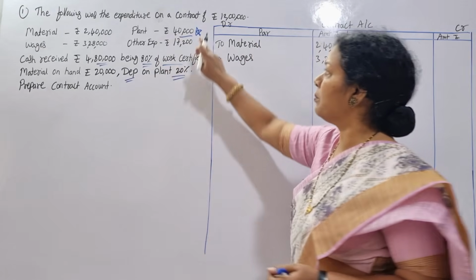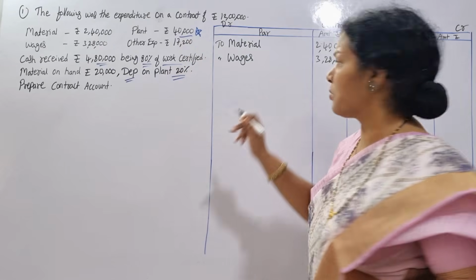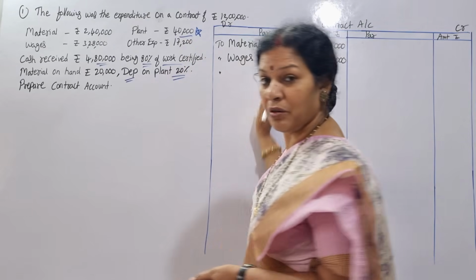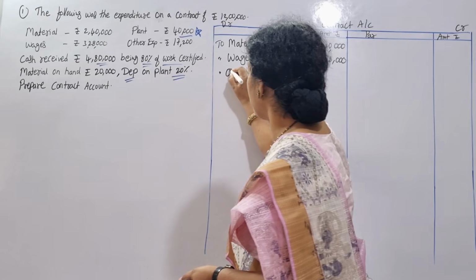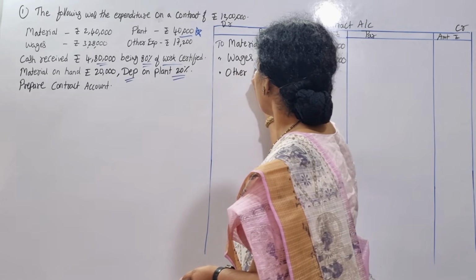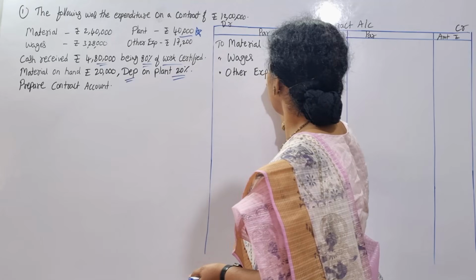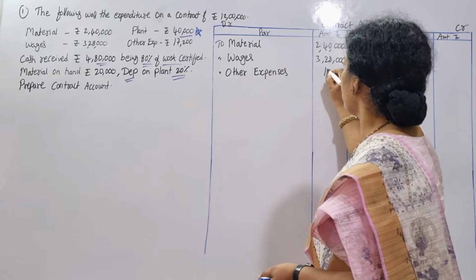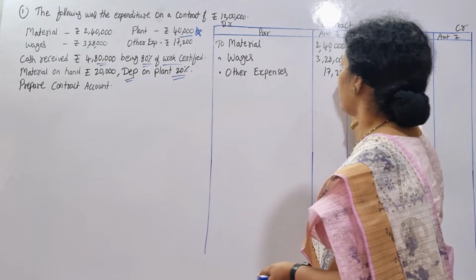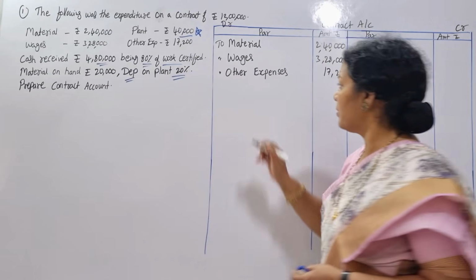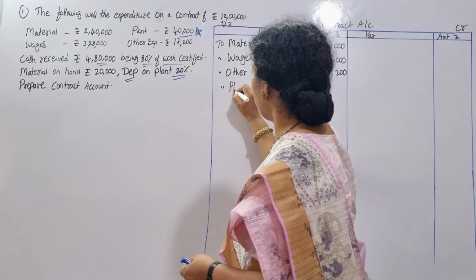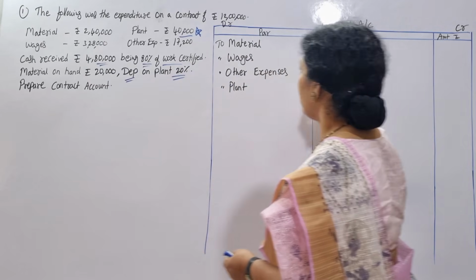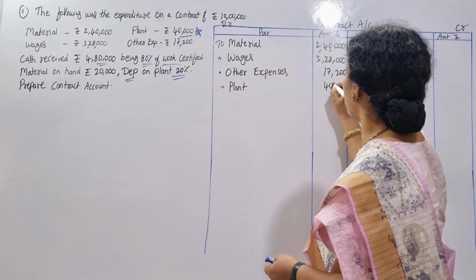Next, plant. Before plant we'll write other expenses also. These are all direct expenses. Other expenses are 17,200. Now plant. Plant is also a purchase. Whatever we are purchasing comes on the debit side. So plant is 40,000.